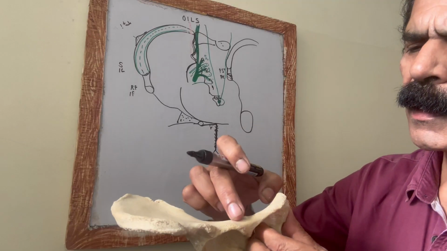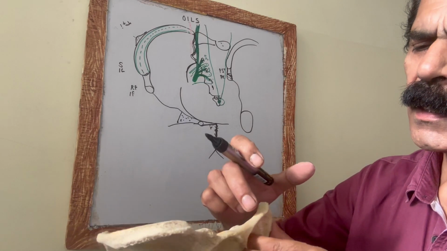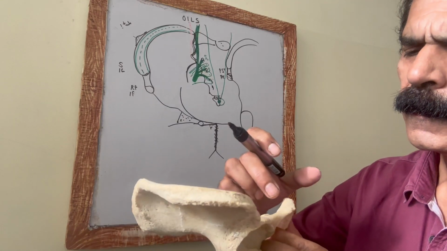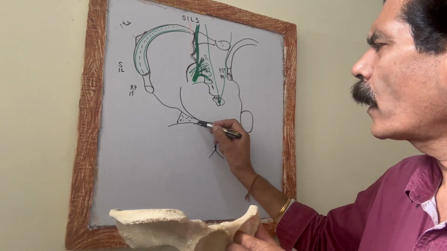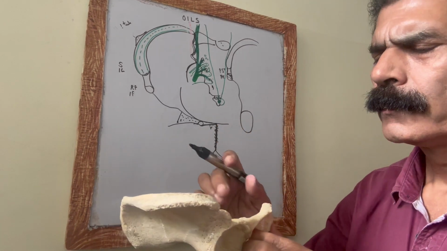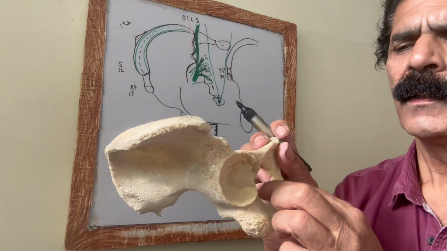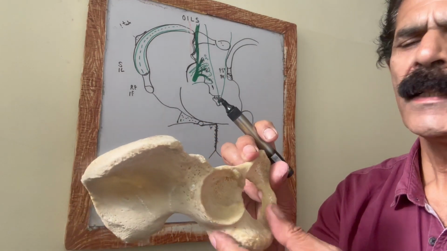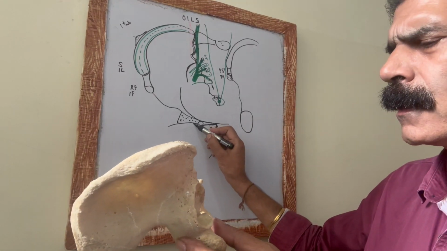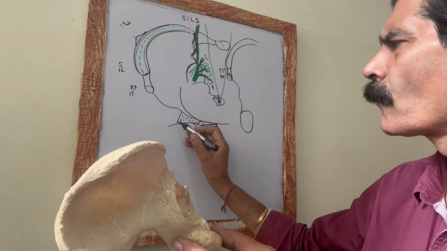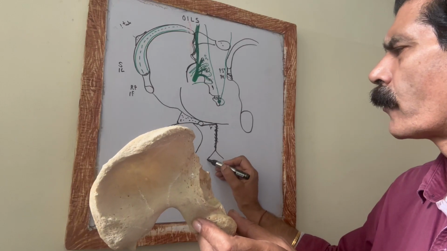So this triangular area lateral to the pubic tubercle, with the arcuate line posteriorly and the pectineal line here also, is called the pecten pubis. The pectineus muscle takes origin from the pecten pubis. And below here lies a foramen which is called the obturator foramen.